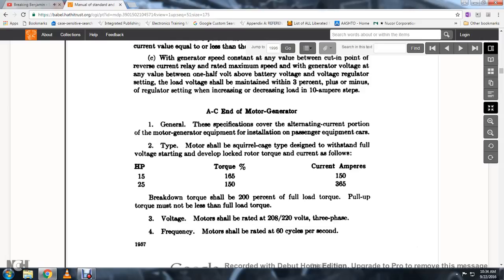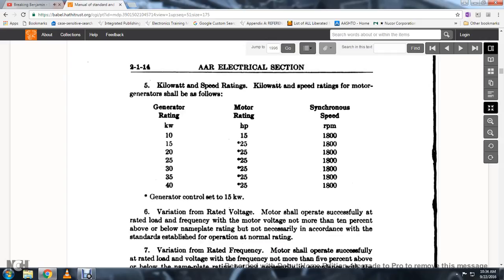At a horsepower of 15, a torque of 165%, current 150 amperes. At a horsepower of 25, a torque of 150%, current 365 amperes. Breakdown torque shall be 200% of the full load torque. Pull-up torque must not be less than the full load torque. 3. Voltage. The motor shall be rated 208 or 220 volts, 3-phase. The frequency of the motor should be rated 60 cycles per second.